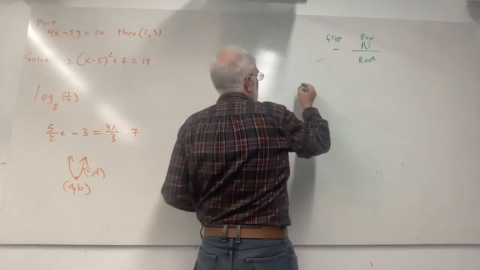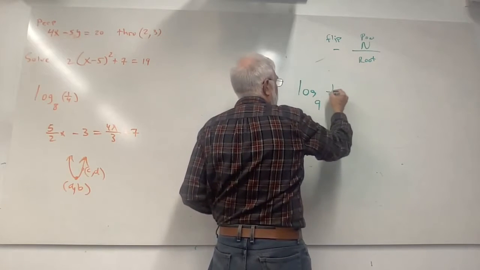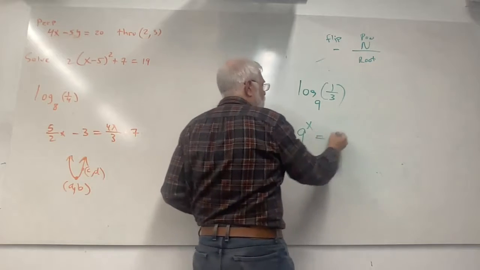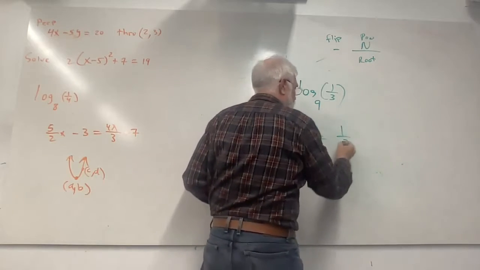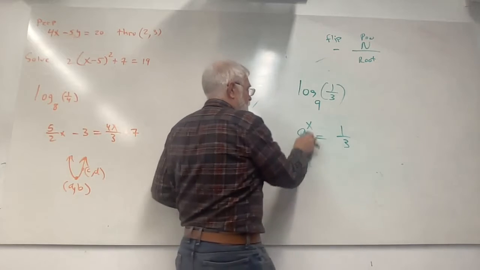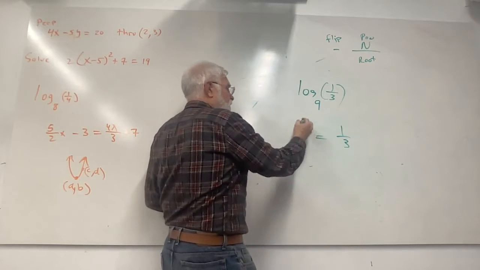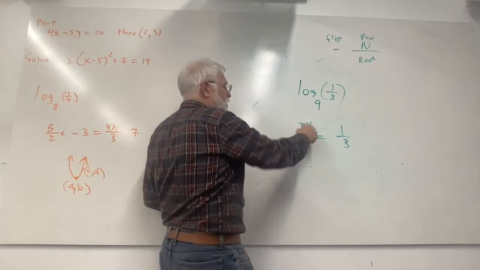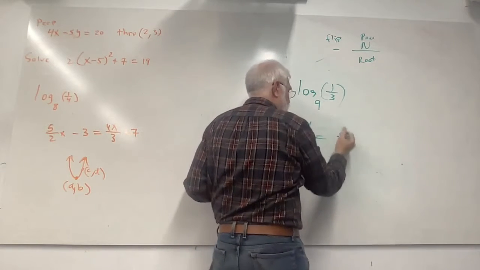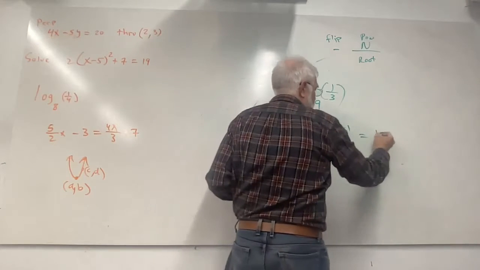Let's do log base 9 to get 1/3. Okay, well, that means 9 to what exponent will transform this base into the number 1/3. Okay, well, what is 9? Oh, 9 is 3 squared. What's the rule of exponents? Multiplication. So that's 3 to the 2x. 1/3. That's 3 to the -1. Right? 3 to the -1 is 1/3.